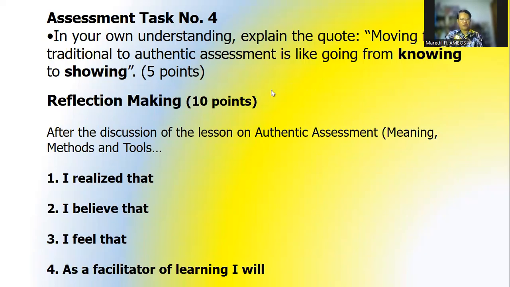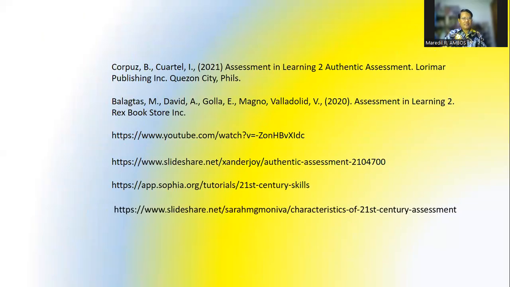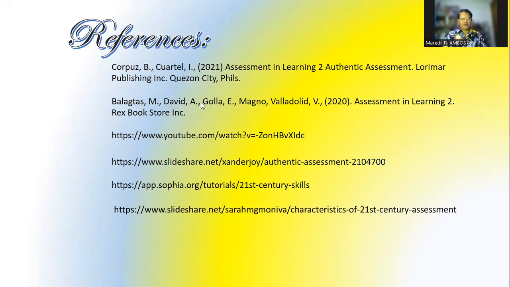That's 5 points. And for our reflection making, after the discussion of the lesson on authentic assessment, which involves meaning, methods, and tools, you need to complete this statement: I realized that, I believe that, I feel that, and as a facilitator of learning, I will. You are going to submit this in our Canvas, and take note of the deadline of this activity. For our references, here are the books that I have used, and some websites that we can use for additional information.